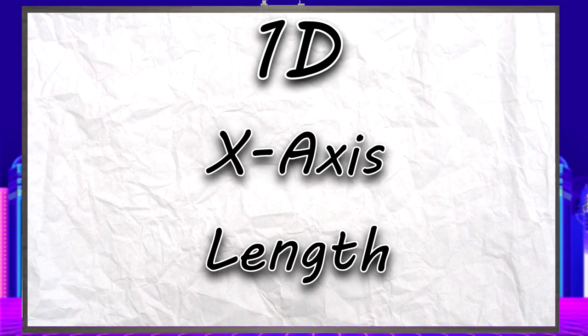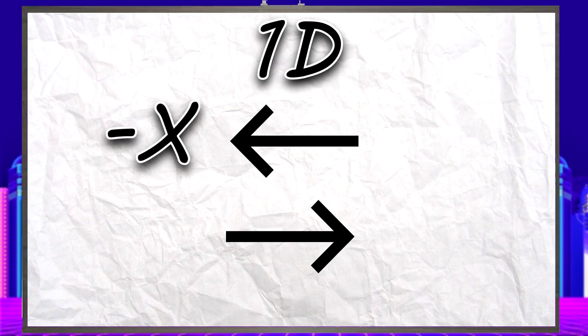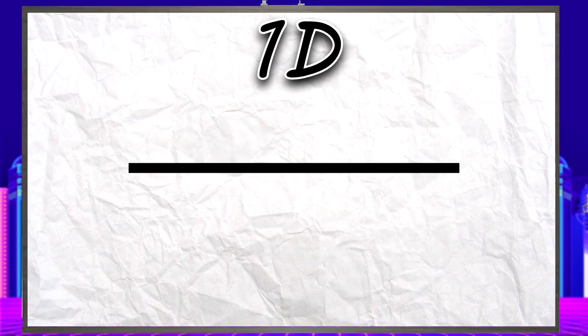Next is the first dimension, the x-axis, also known as length. When you exist only in the first dimension, you can only exist and move in two directions, left and right, also known as negative and positive x. Being 1D makes you have length and nothing more. It's the connection between two different points to create a line.